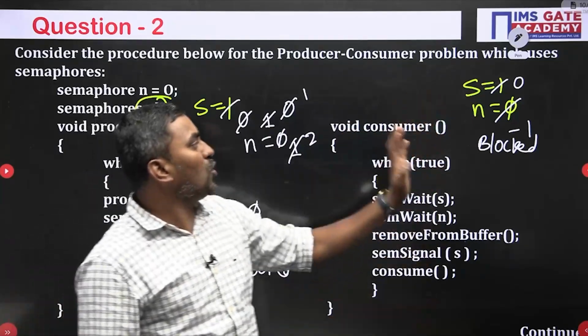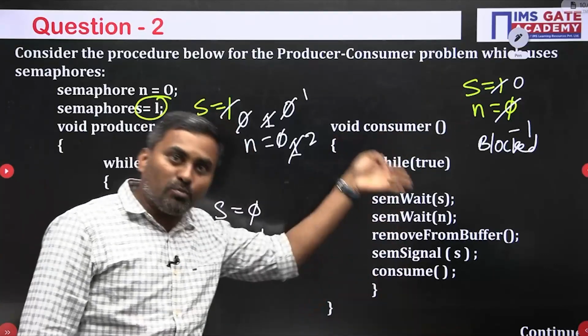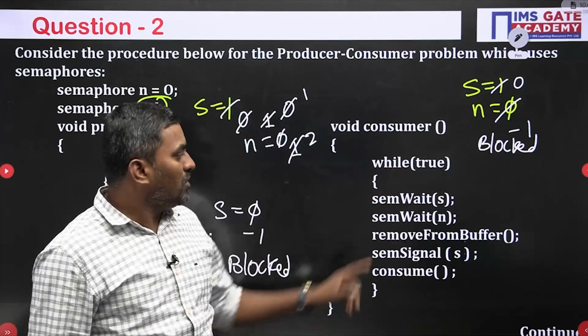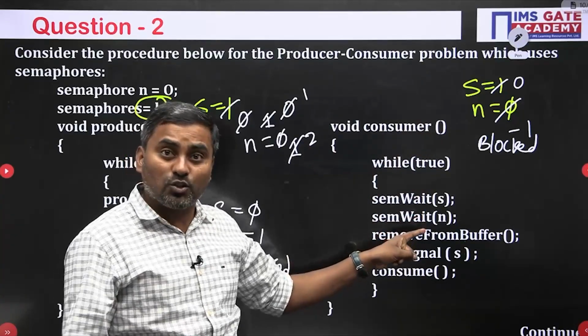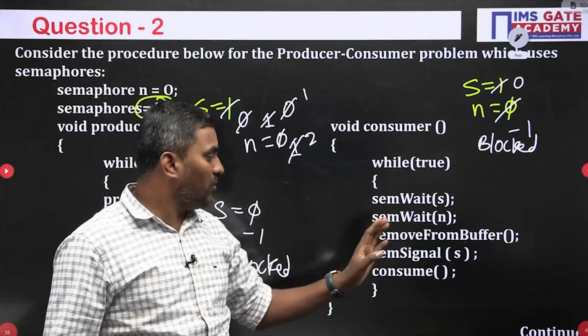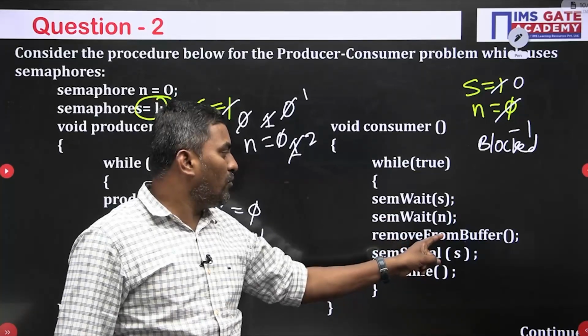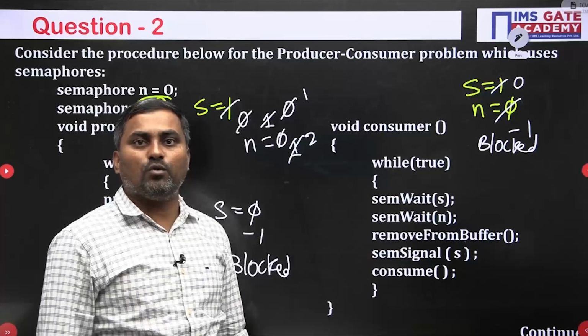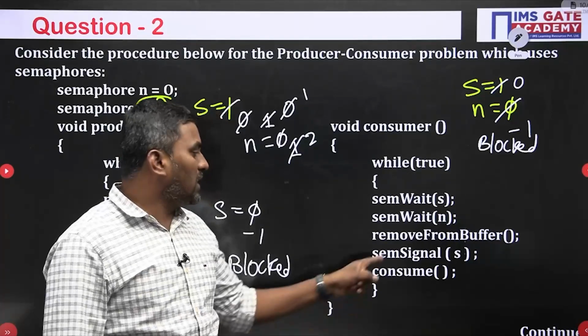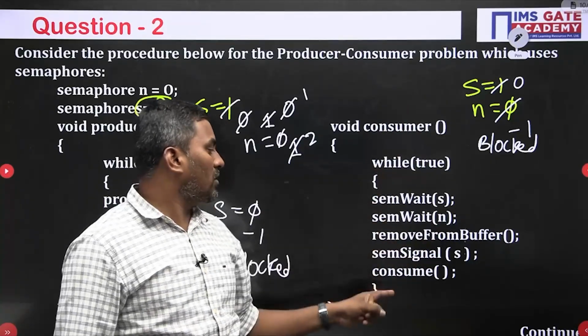Let's take N equal to 1, S equal to 1 assumption. Consumer started first assumption. So wait on S, S becomes 0, successful. Wait on N, N value initially 1, assume 1 down 0, successful. Remove from the buffer, this operation gets failed because no item in the buffer. Then signal S, S becomes 1, consumed.